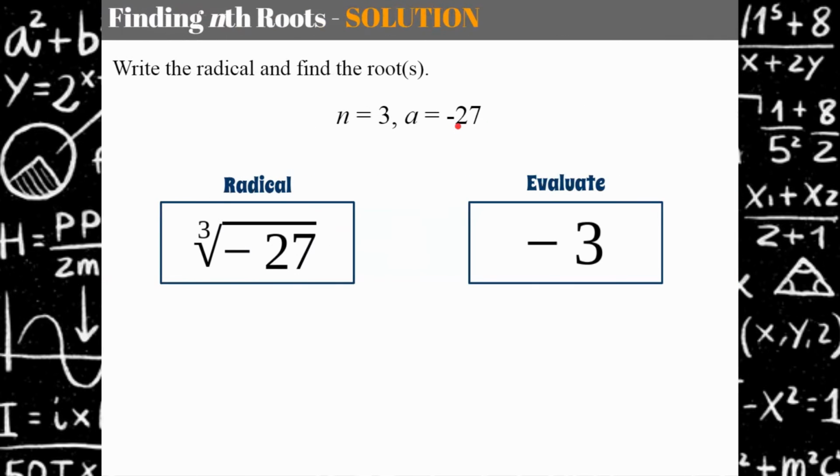Welcome back. Let's see how you did. So we have a radical that's the cube root of negative 27, my index of 3, my radicand of negative 27. So when I go to evaluate this, I know that negative 3 times negative 3 times negative 3 is negative 27. So therefore, the cube root of that is negative 3.